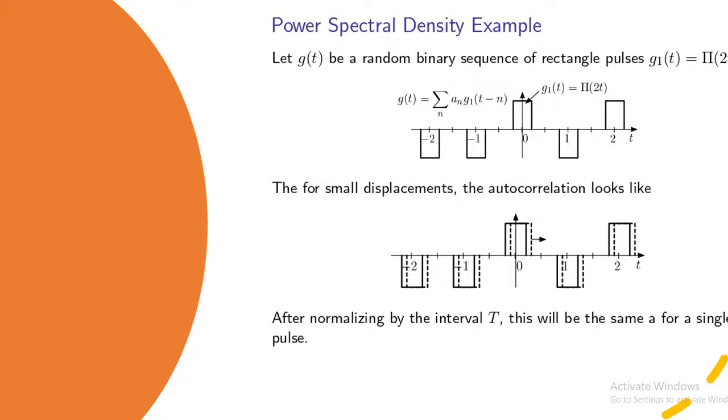Now for a small displacement, slightly displacing, the autocorrelation will look like the following. How do you do the autocorrelation? You displace it over its displaced value. Gradually you shift it, so it looks like this. Now, if you normalize this by the interval T, this will be the same as for a single pulse. Next.